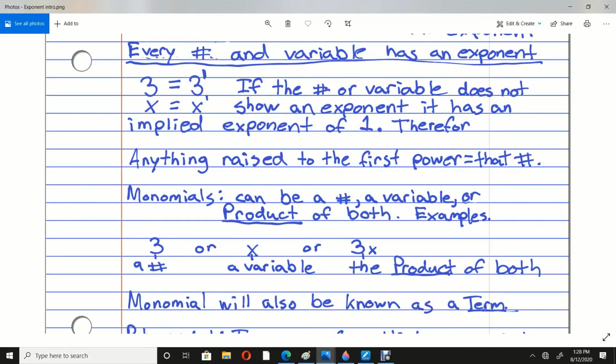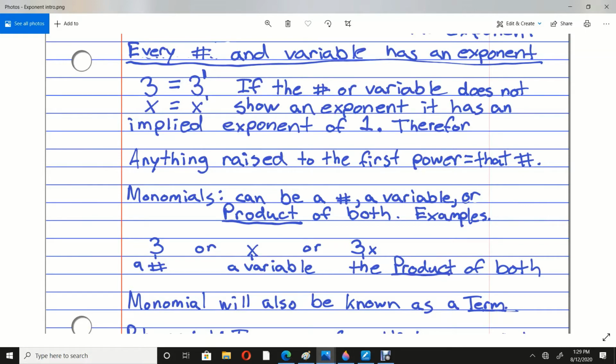Monomials can be a number, a variable, or the product of both. Now, I know I used this term last year, and I know last year was a million years ago, but with monomials, okay? Monomials can be a number, a variable, or product of both. So product, what's happening right there? Well, what does that imply? It implies multiplication. So as long as you're multiplying stuff together, you're good. Okay, you still have a monomial.